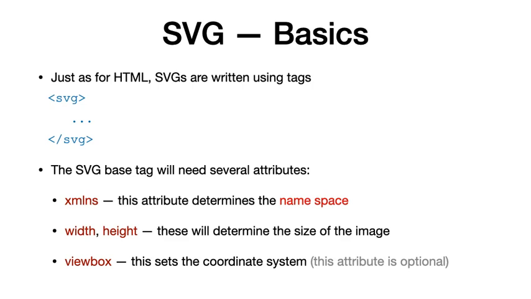Aside from this, we'll also need width and height. These two things will determine how large our image is. Finally, a third thing that we can use if we want to make our drawing more convenient is the viewBox. ViewBox will set the coordinate system that we're going to use to draw.